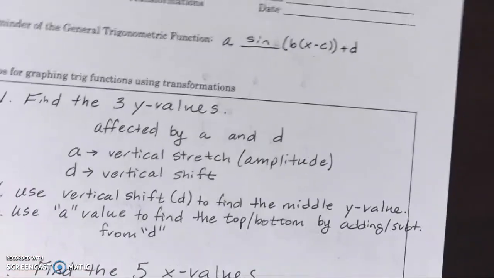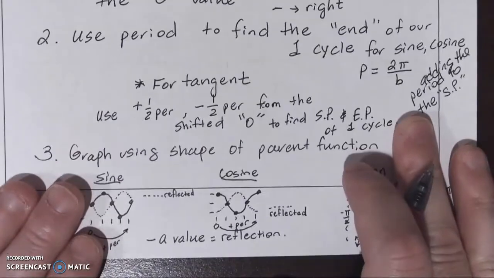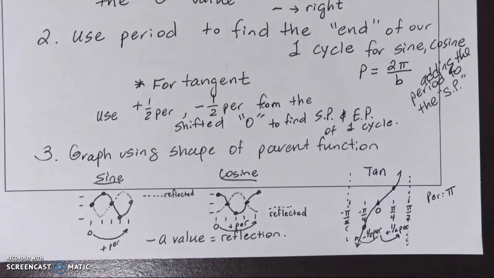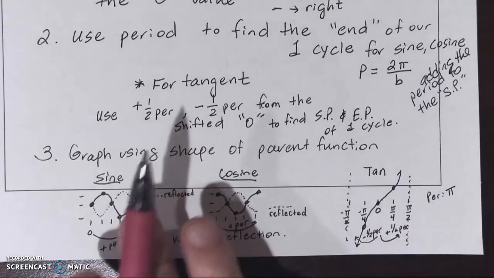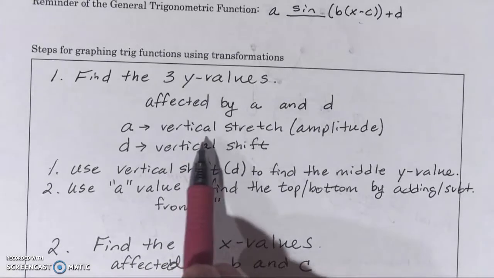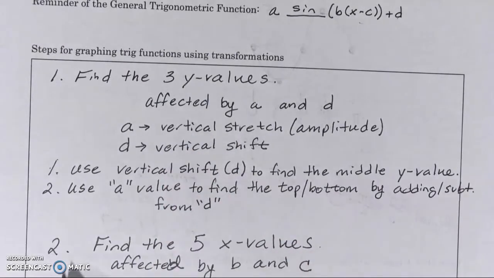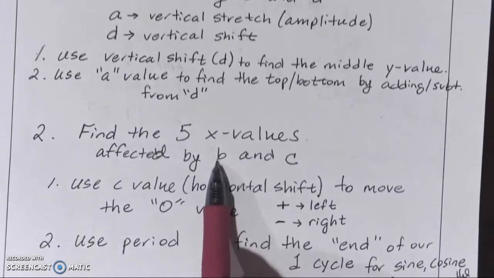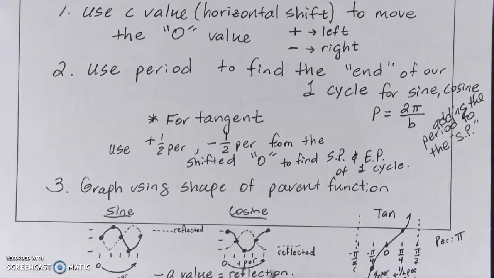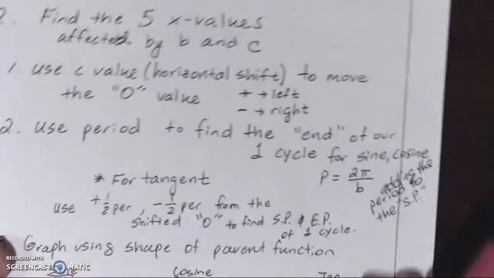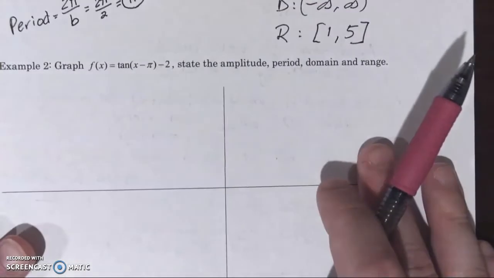And now that we've done this, all of our beautiful notes on how to graph a transformed trig function are all on the same page. We've got the general shape here at the bottom of sine, cosine, and tangent. Okay, we've got our steps to find the three y values using the vertical stretch and shift. We've got our strategy to find the 5 x values using our horizontal shift and our b value, which could affect the period. Okay, and then we fill in the graph using that shape. All right, let's do that with our tangent graph here.